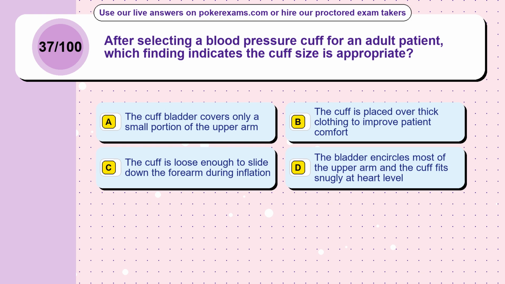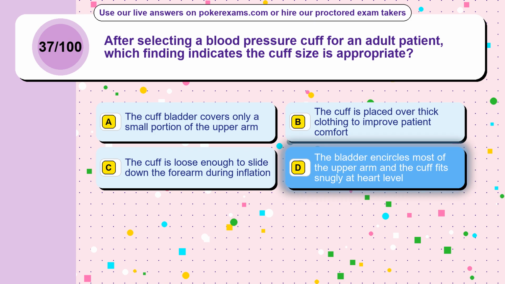Question 37. After selecting a blood pressure cuff for an adult patient, which finding indicates the cuff size is appropriate? Option A. The cuff bladder covers only a small portion of the upper arm. Option B. The cuff is placed over thick clothing to improve patient comfort. Option C. The cuff is loose enough to slide down the forearm during inflation. Option D. The bladder encircles most of the upper arm and the cuff fits snugly at heart level.